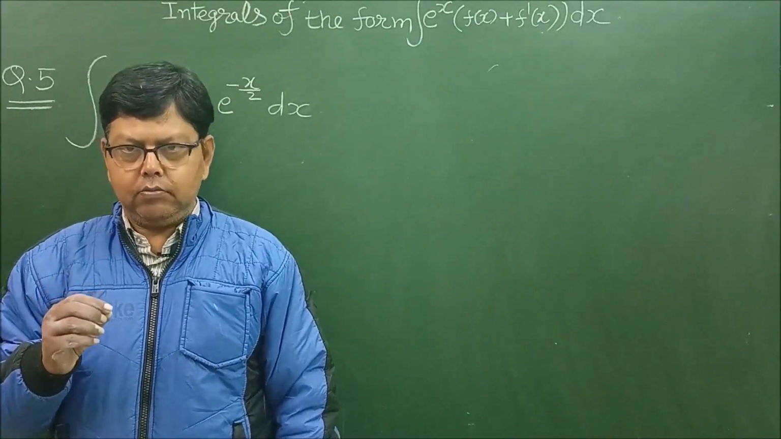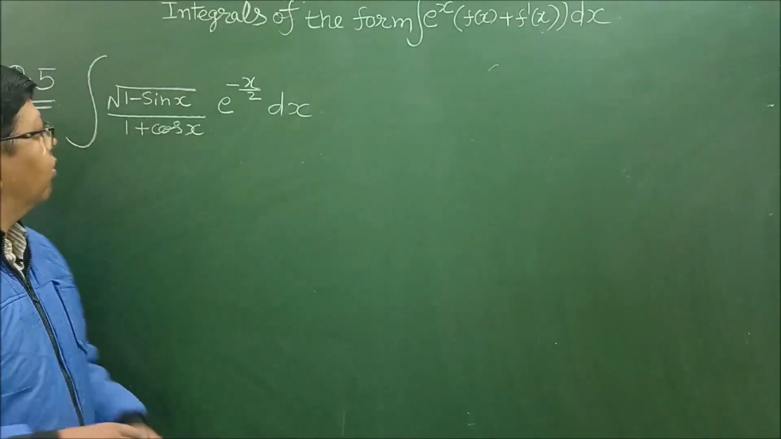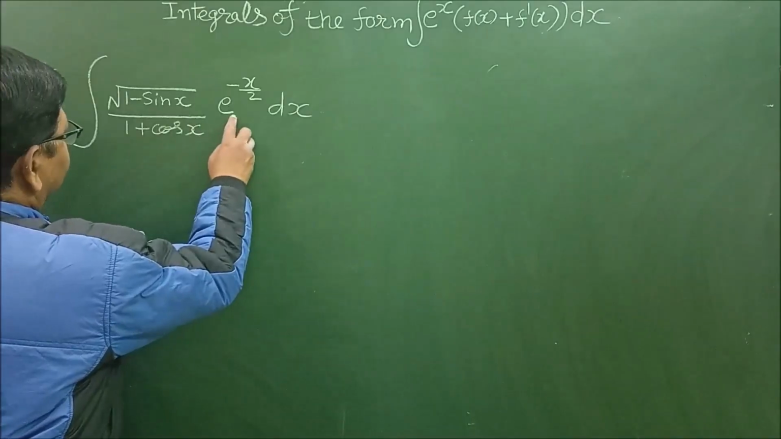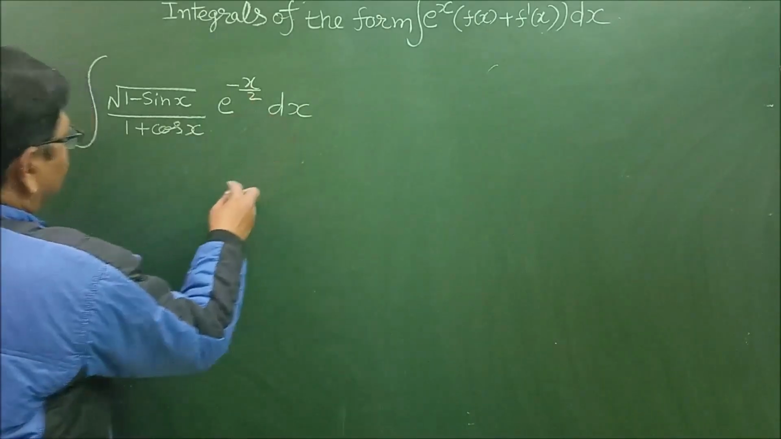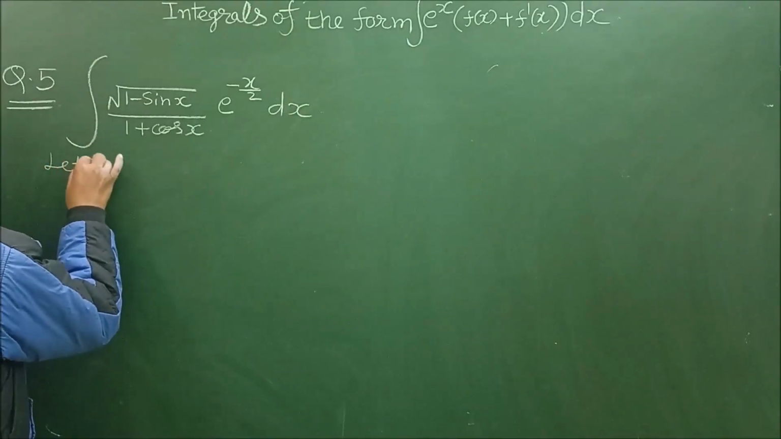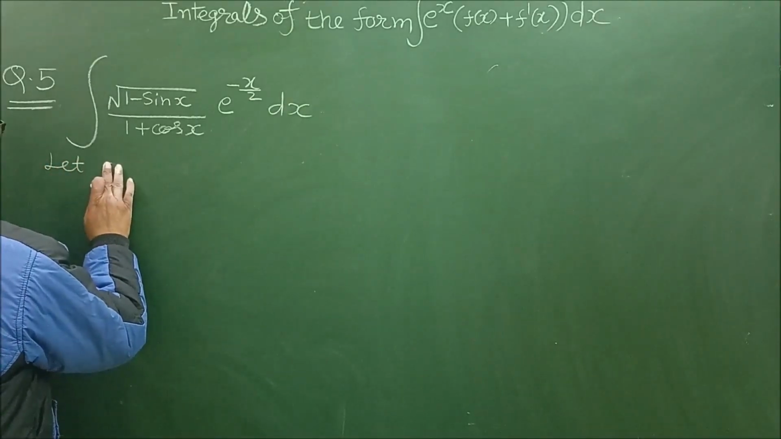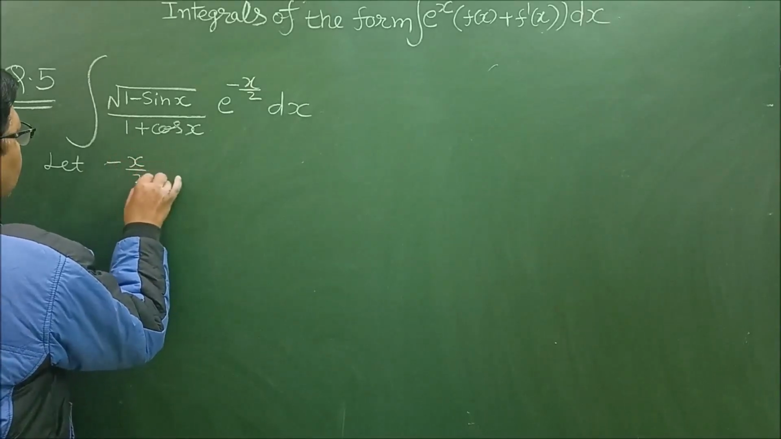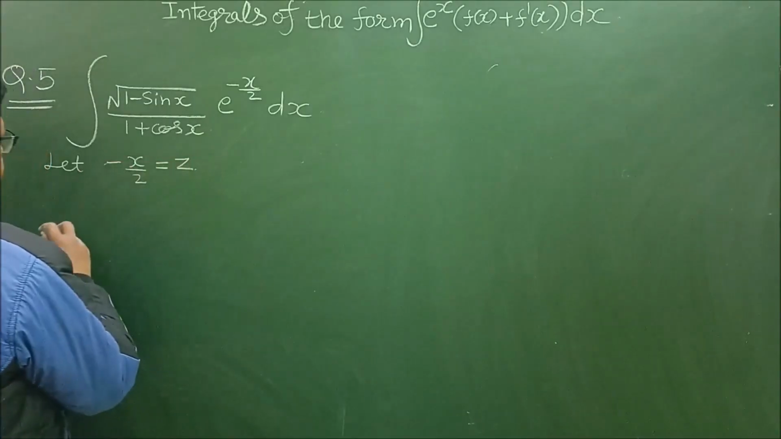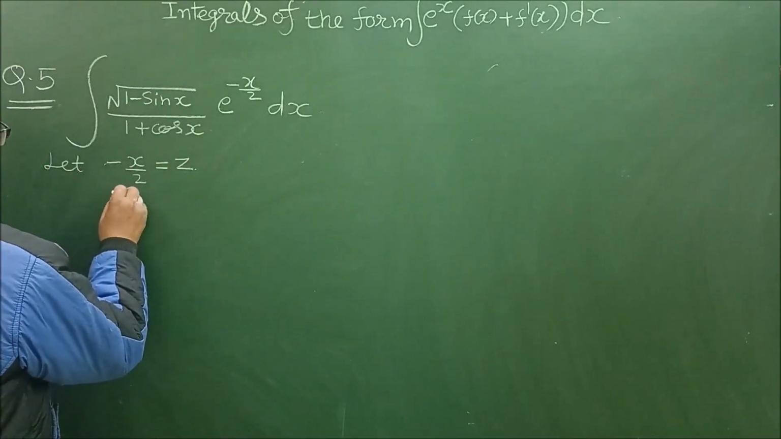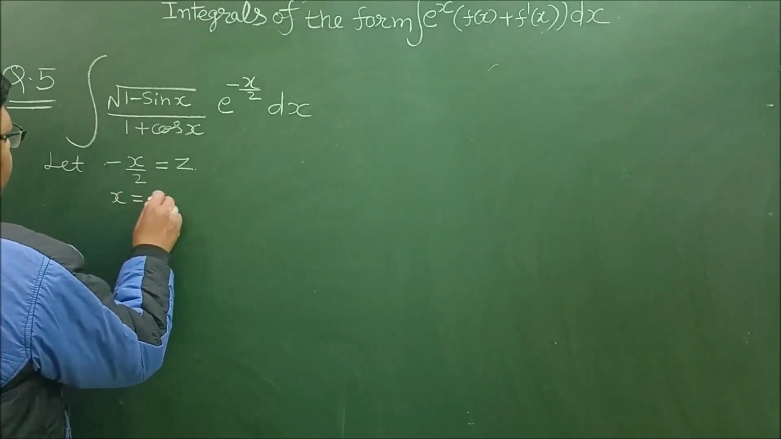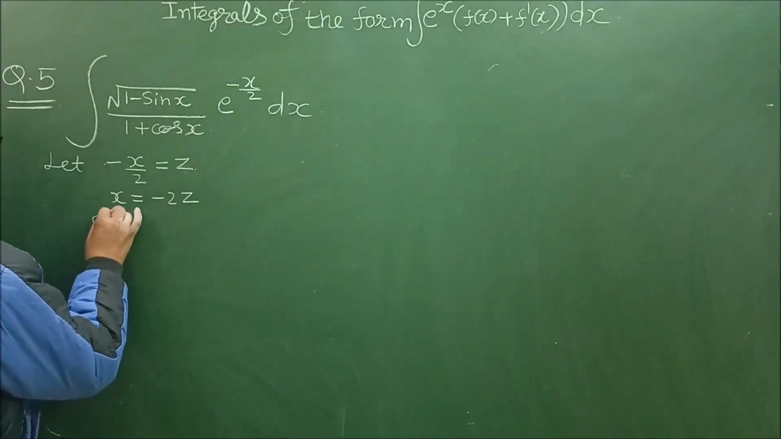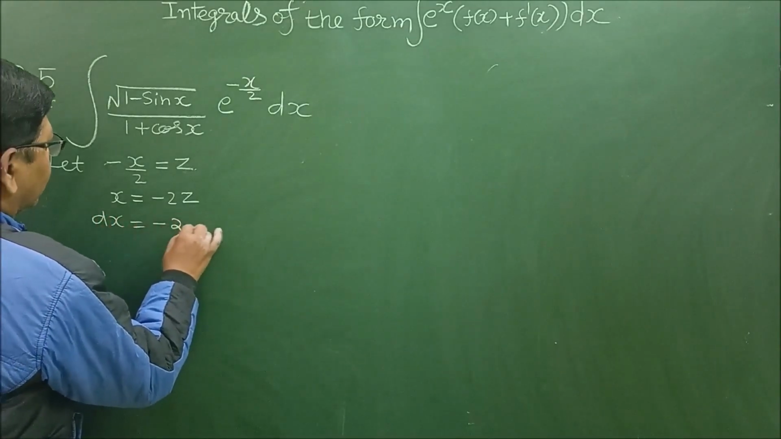Another tricky question. Question number 5. Find the integral of root of (1 minus sin x) upon (1 plus cos x) times e raised to the power minus x by 2 dx. So let minus x by 2 is equal to z, or x is equal to minus 2z, or dx is equal to minus 2dz.